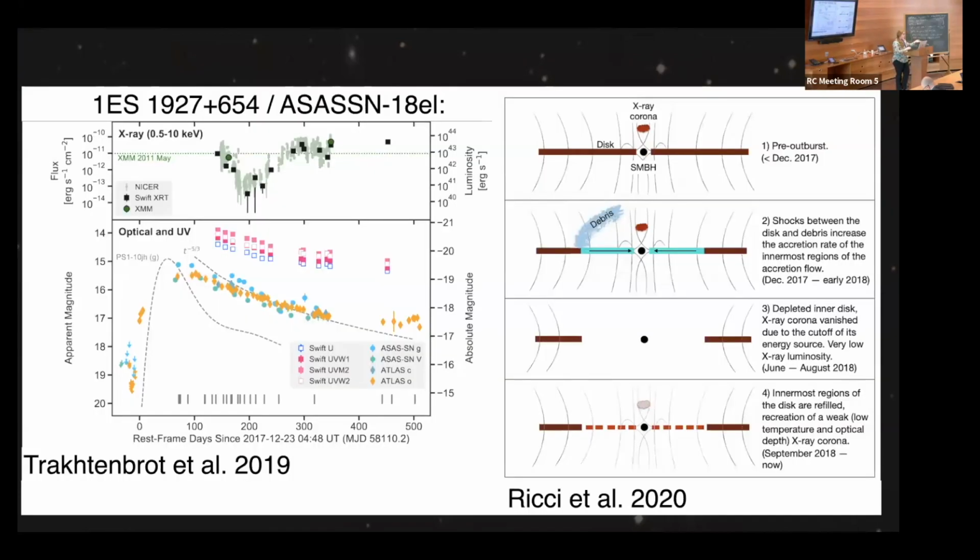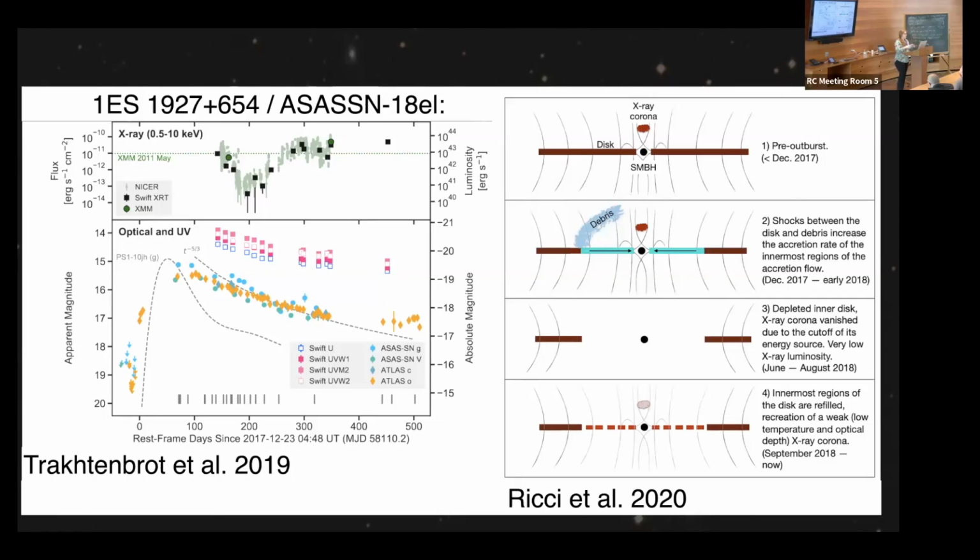I also wanted to point out that there is another object, ASASSN-18el, which also showed a similar type of X-ray dimming, with a lot of differences, however. So again, with this object, there was a prominent UV optical brightening that corresponded to an X-ray dimming. The X-ray dimming happened during the UV decline, however, so there are a lot of differences between 14ko and 18el.